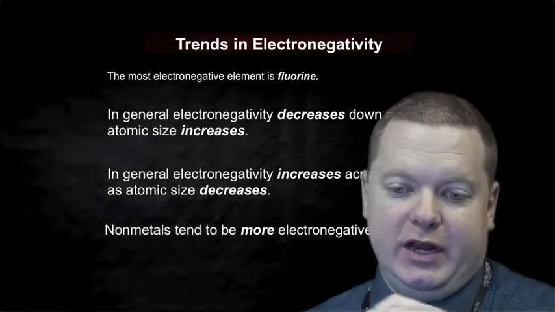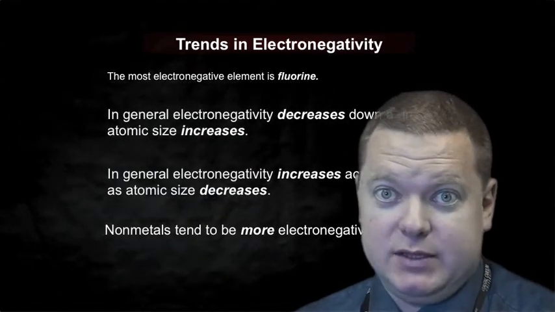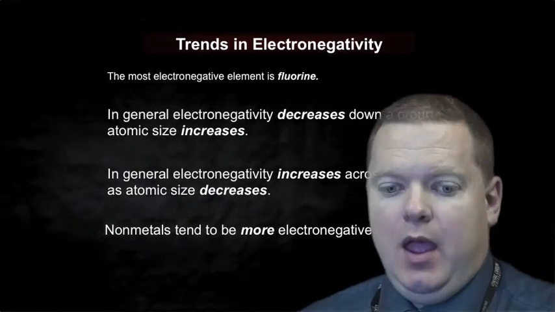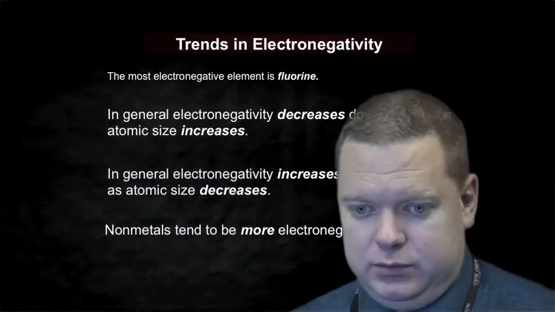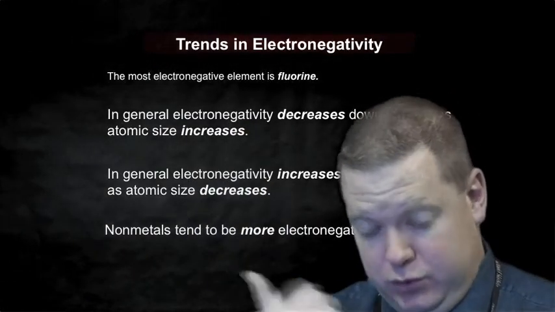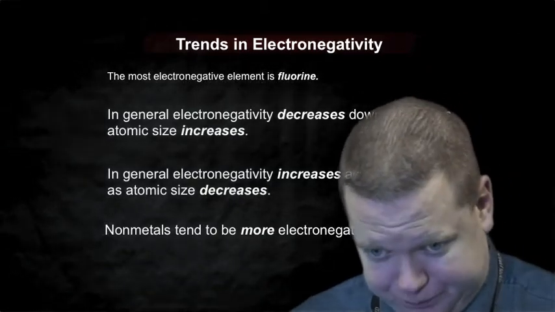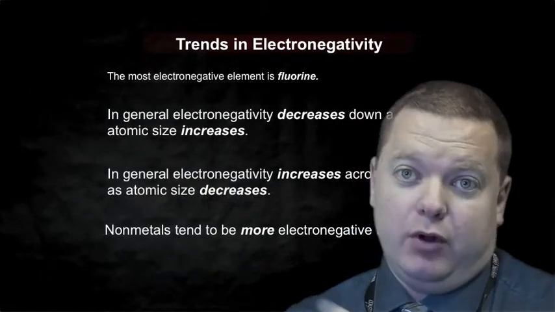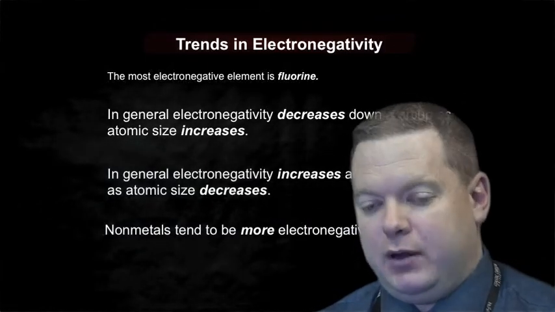Generally, electronegativity decreases as we go down, as the atomic size increases, right? And increases as we go across the periodic table. So it increases up and towards fluorine, right? Just like most of the other periodic trends that we saw. Right? In general, because everything is increasing that side, nonmetals are more electronegative than metals.